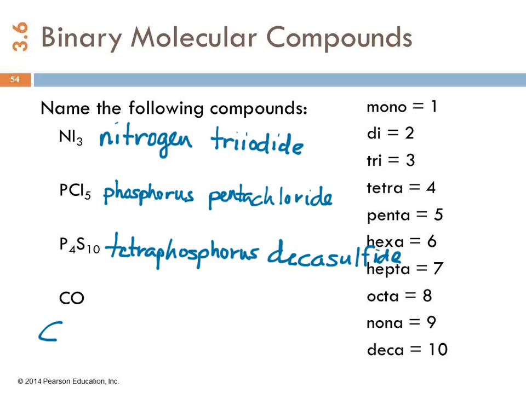Carbon monoxide. Carbon. Now that looks really weird, doesn't it? That looks like carbon monooxide. We generally drop the double O. Carbon monoxide. Silent killer, definitely.